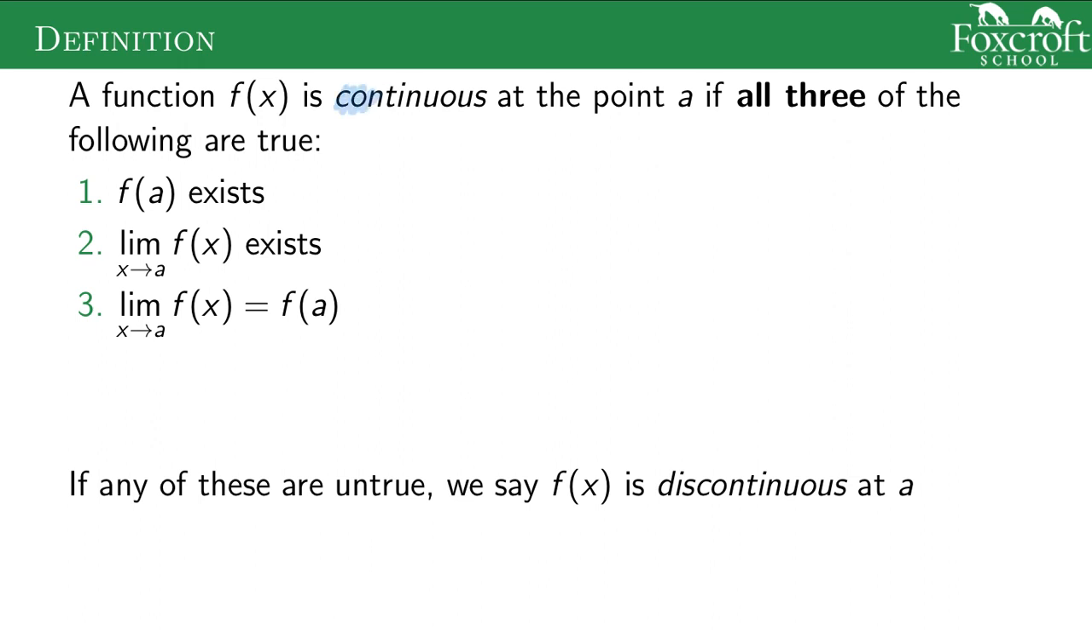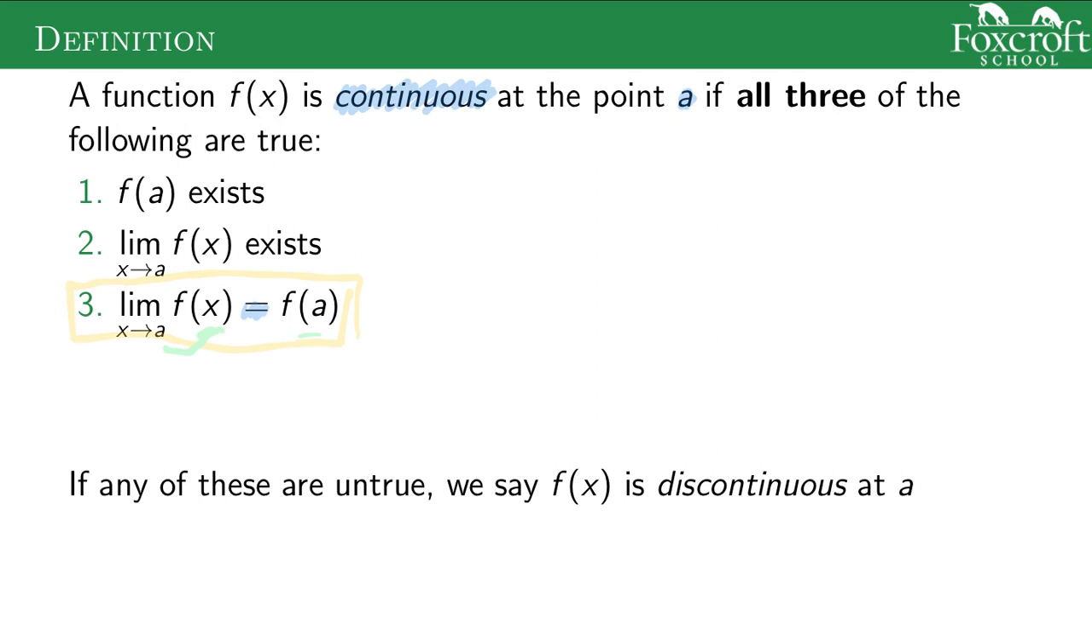Your function is continuous at this point a, so x equals a, if all three of the following are true. First, your function value has to exist. Second, your limit has to exist. And if they both exist, then they're equal to each other. In essence, it could really just be the third step, that your function value and your limit equal each other, because they can't equal each other if they don't exist. If these exist and they're equal, your function is continuous. That basically means evaluating the limit is the same as just plugging in your value, just like a polynomial.